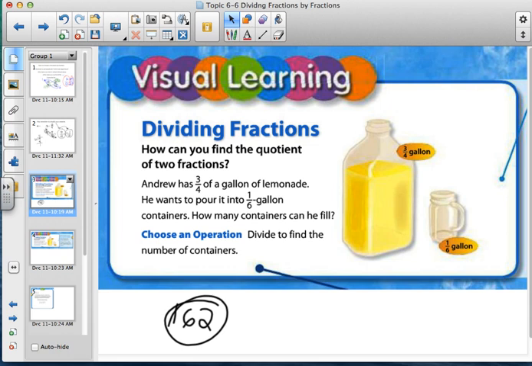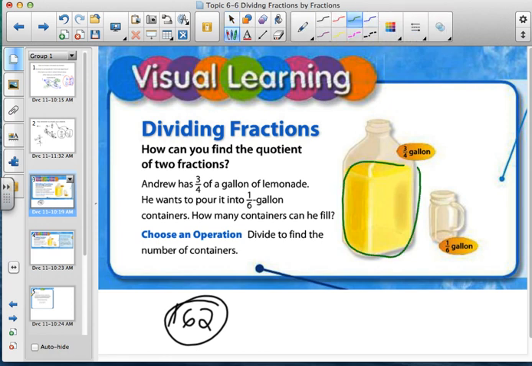It talks about on 160, it says, how can you find the quotient of 2 fractions? Andrew has 3/4 of a gallon of lemonade. He wants to pour it into a 1/6 gallon container. How many containers can he fill? Well, in this situation, you're taking what he has in the jar and you're going to divide it into smaller containers. The smaller containers each hold a sixth of a gallon.